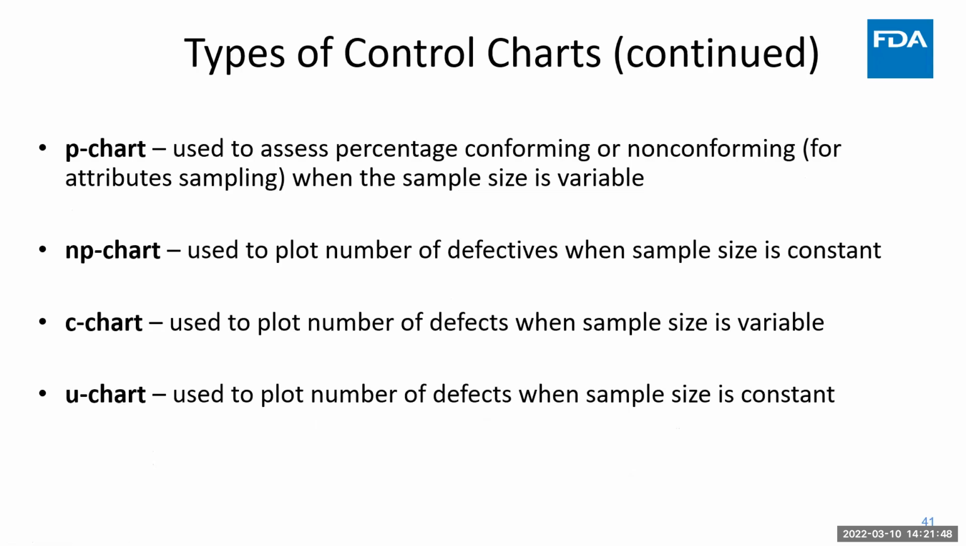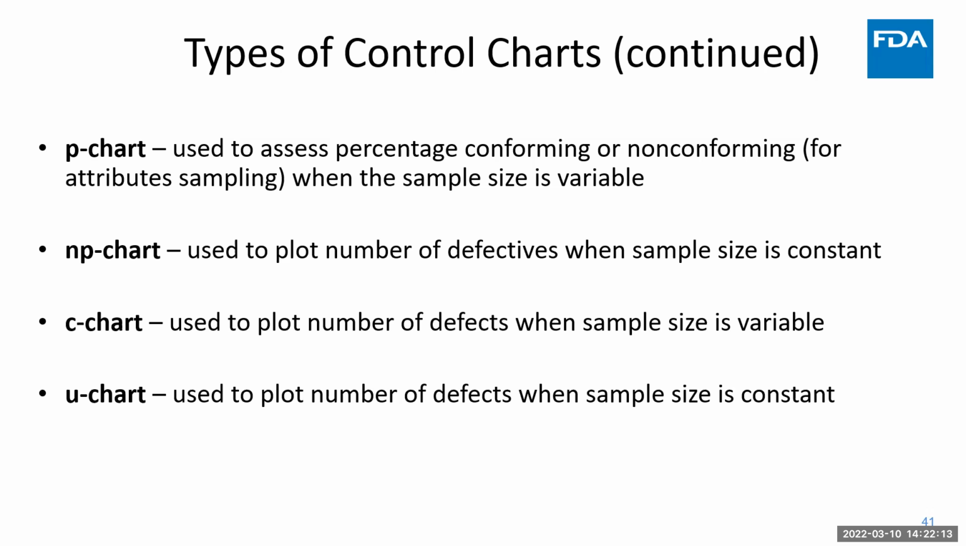Next slide. Now, these charts are used for qualitative data, which is assessing the number of defects or defectives rather than the size of a deviation. Now, the number of defects refers to how many nonconformances exist within the sample. The number of defectives is how many items have defects.